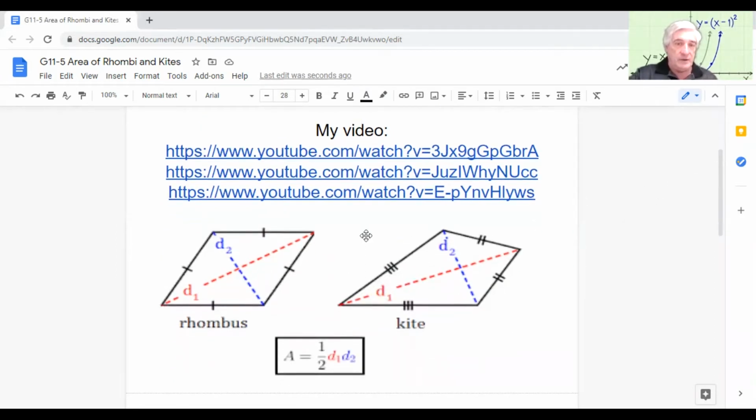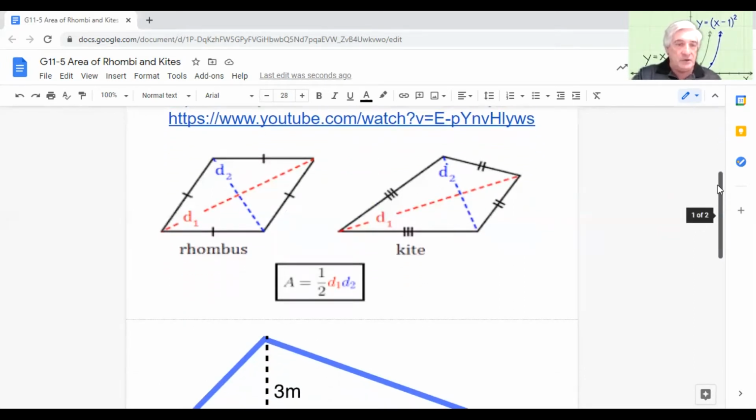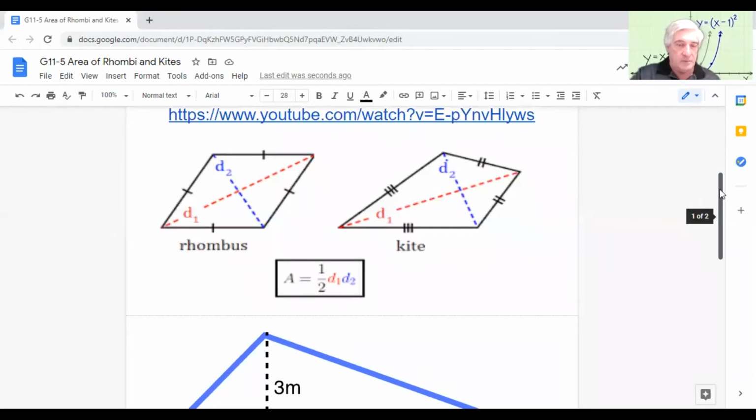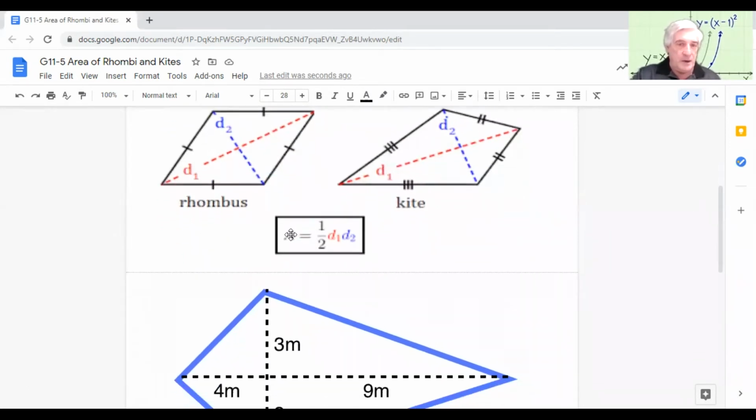The kite and the rhombus, we both learned, had perpendicular diagonals. In chapter 6, we learned that the kite and the rhombus had 90-degree angles where the diagonals meet, which allows us to use the same formula for both the kite and the rhombus. That formula would be 1/2 the diagonals multiplied. 1/2 the diagonals multiplied.